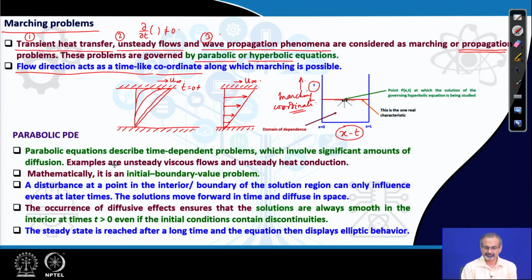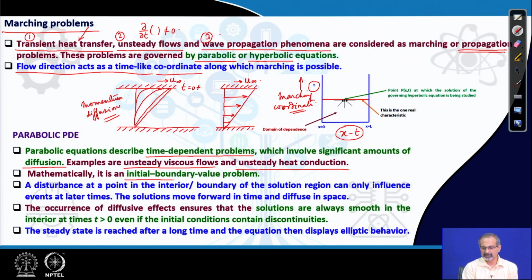We can show that. Parabolic equations describe time dependent problems which involve significant amounts of diffusion. So, we were talking about momentum diffusion here. Similarly, in thermal problems, when we talk about transient heat transfer, because heat can move from one end of a conducting medium to the other, you may have a time dependent temperature distribution in that medium. So, unsteady viscous flows and unsteady heat conduction therefore become examples of this category.